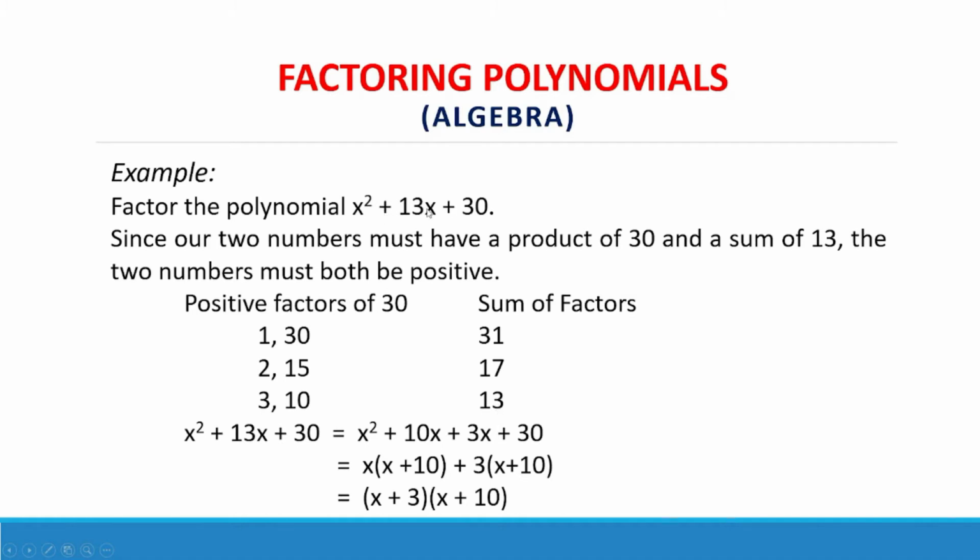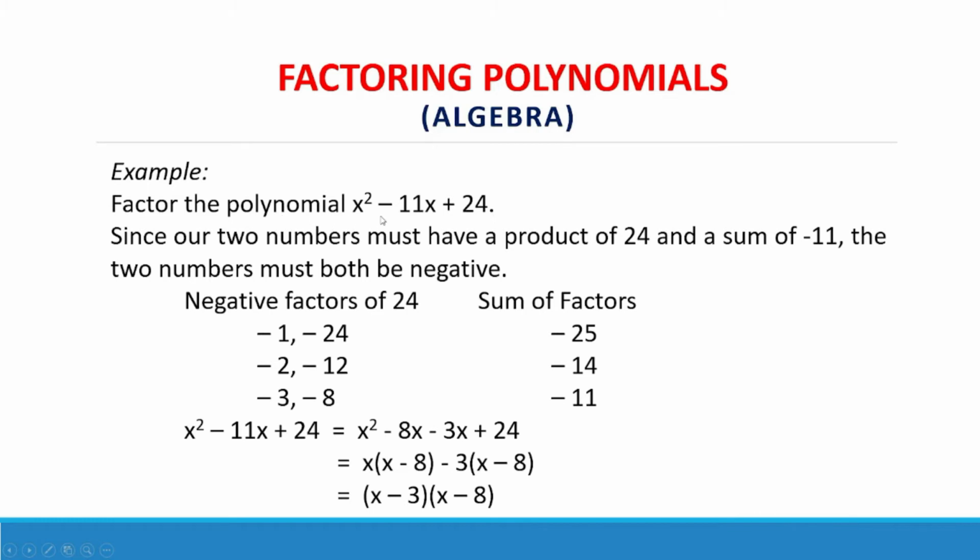Based on the given, b is equivalent to 13. Then we will use the factors 3 and 10, which gives x squared plus 10x plus 3x plus 30. Factor out x from the first two terms, so x, and the remaining value is x plus 10. And factor out 3: 30 over 3 is 10, so 3 times x plus 10. And we factor out x plus 10, and the first term is x and the second term is 3, so the factor is x plus 3 times x plus 10. This is based on factoring polynomials.